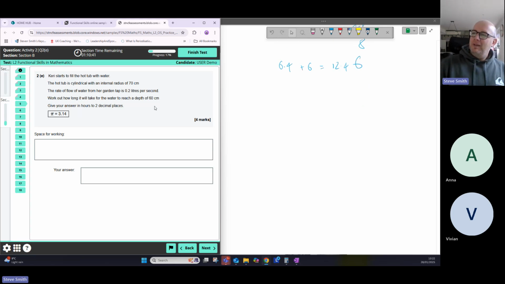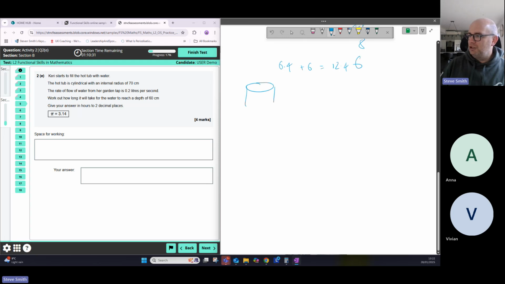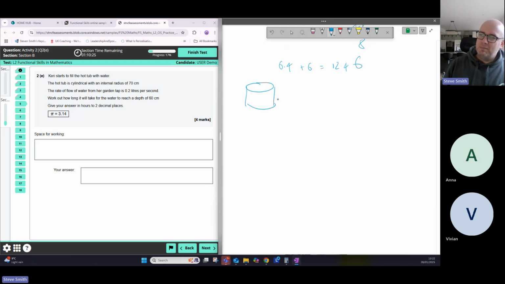That's good. Kerry starts to fill the hot tub with water. The hot tub is cylindrical. So when we're thinking of cylinders, I don't think of a hot tub. I think of a tube of Pringles. Okay, tube of Pringles, cylindrical shape.